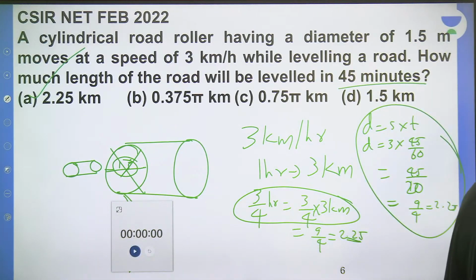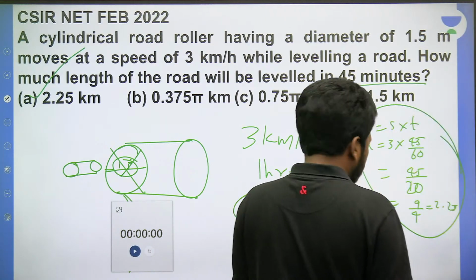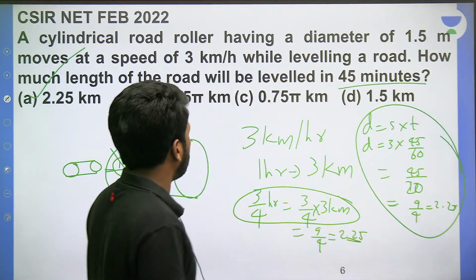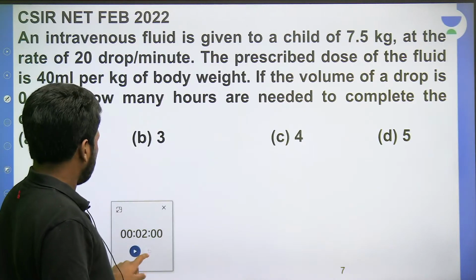All clear? Green color not visible. Okay, we'll use another color. I hope this is clear now. Please respond. That is clear. Try the next question.